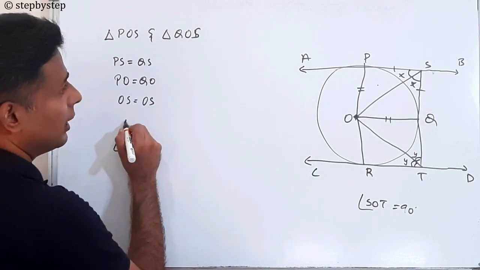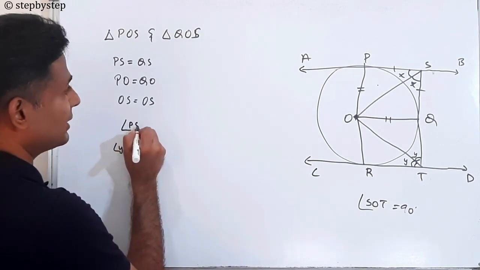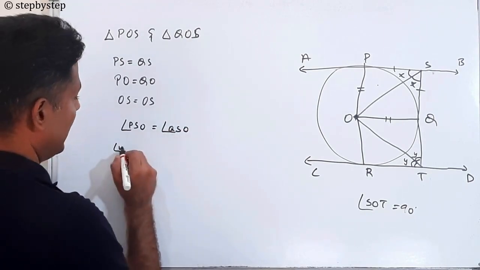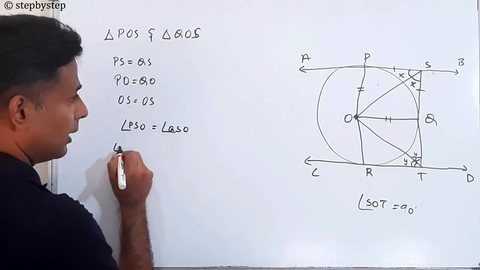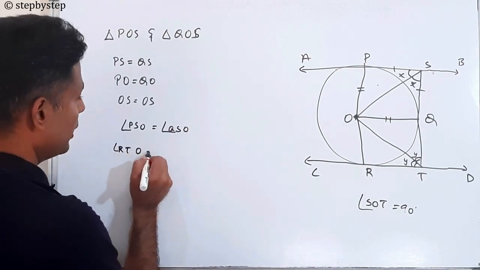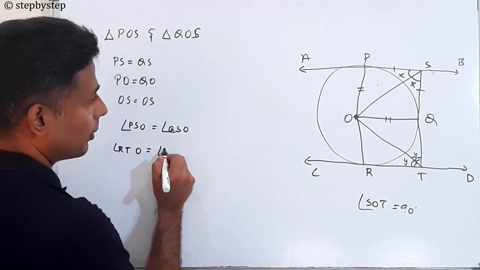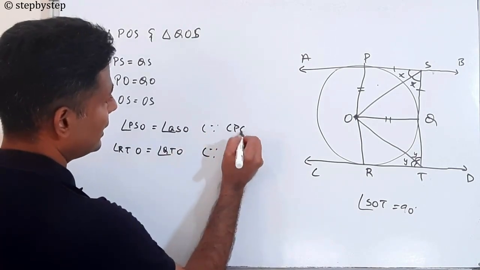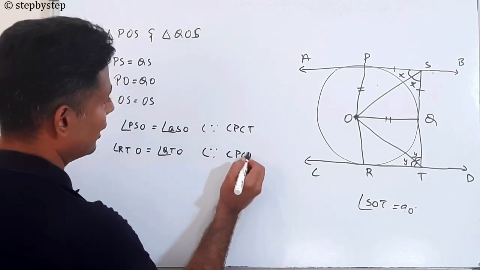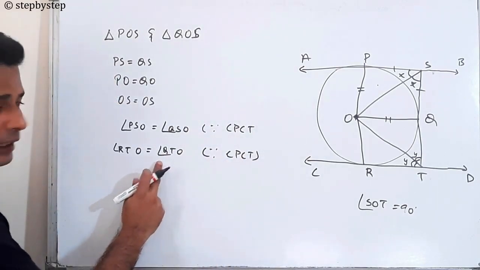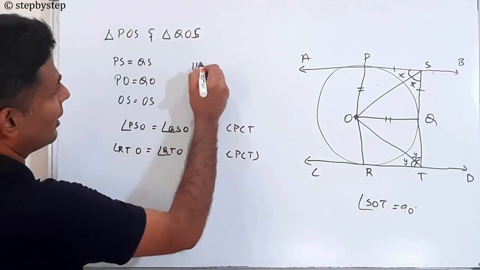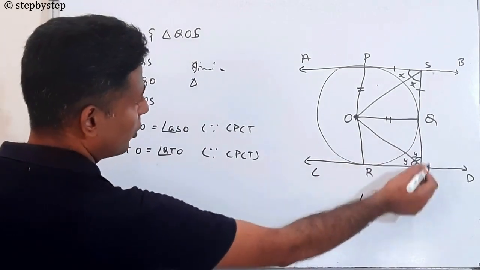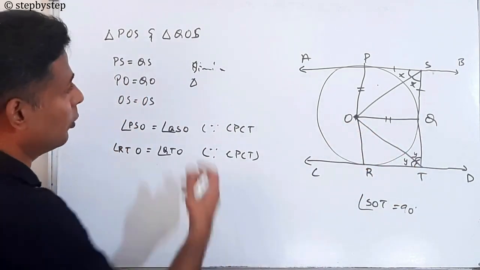We'll write it as angle PSO equal to angle QSO. And here you'll write it as angle RTO equal to angle QTO. What is the reason? CPCT. You don't have to prove congruency for this angle. Once you prove congruency for this, you can write similarly this triangle congruent to this triangle. So you can do it like that.